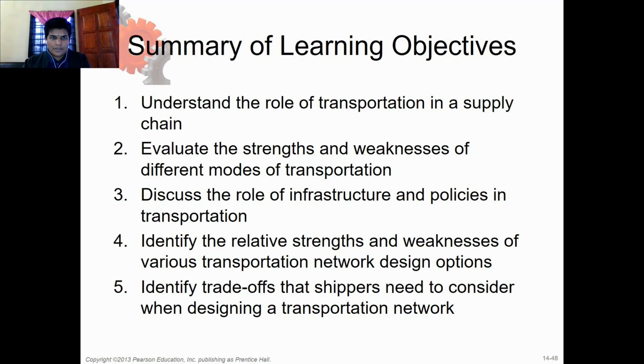this chapter. Okay, so you should be able to understand the role of transportation in supply chain. I assume it's easy for you to understand. Evaluate the strengths and weaknesses of different modes of transportation. So discuss the role of infrastructure and policy in transportation. Identify the relative strengths and weaknesses of various transportation network design options and identify trade-offs that shippers need to consider when designing a transportation network.